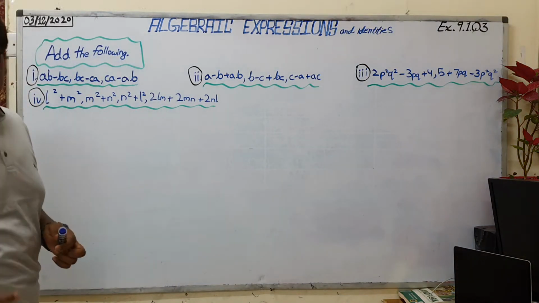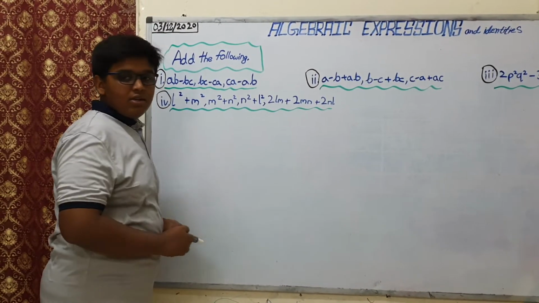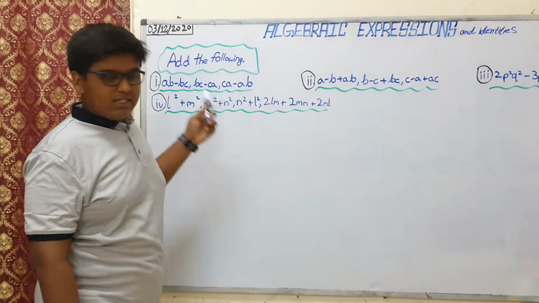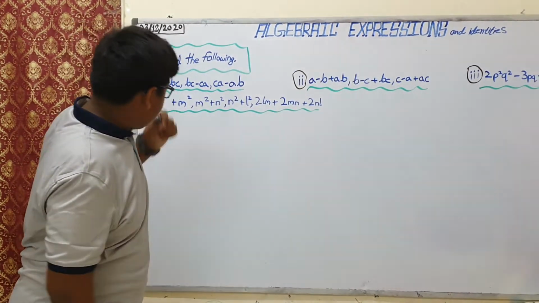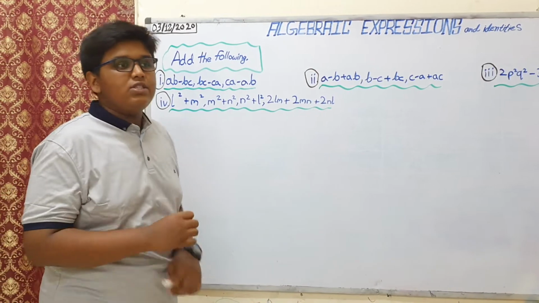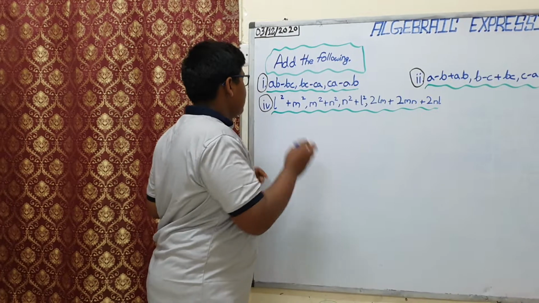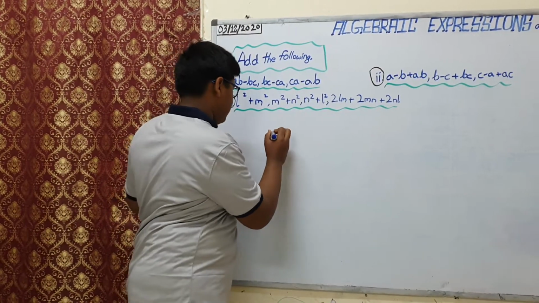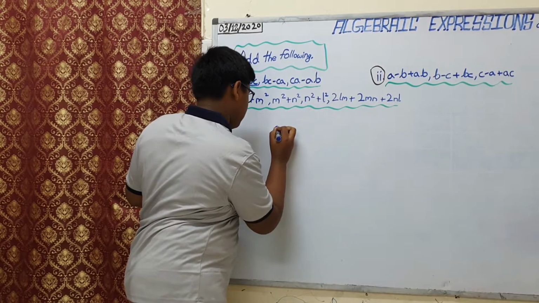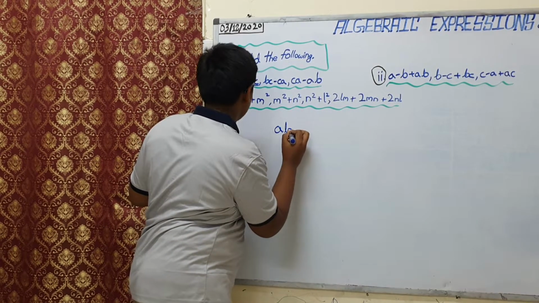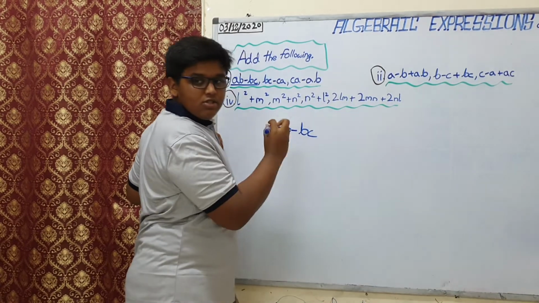There are 4 questions given in this. So the first question is AB minus BC, then BC minus CA, CA minus AB. So there are 3 terms given in this. All are binomials, so it's not important to look at the categories. What we have to do is first write the terms. We are going to write the first term at the beginning: AB, then minus BC. So this is the first term.